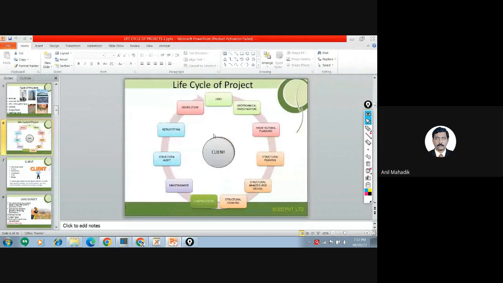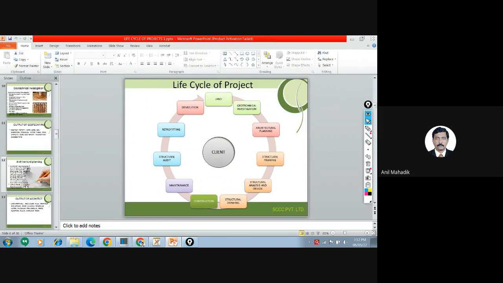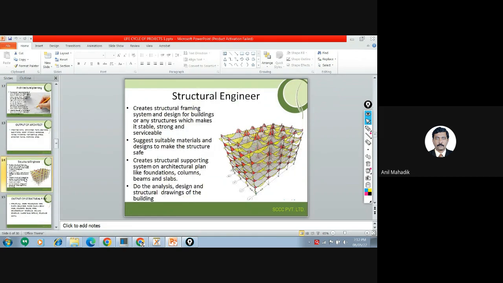So last time within this life cycle, we gave emphasis to the structural part. We learned what the role of a structural engineer is and what parameters are considered while designing any structure. It may be buildings, water tanks, or any steel structures like that.